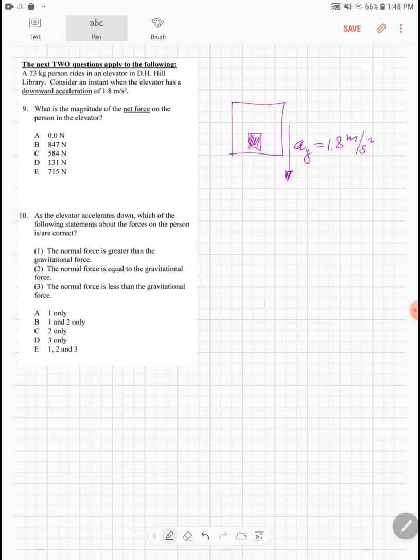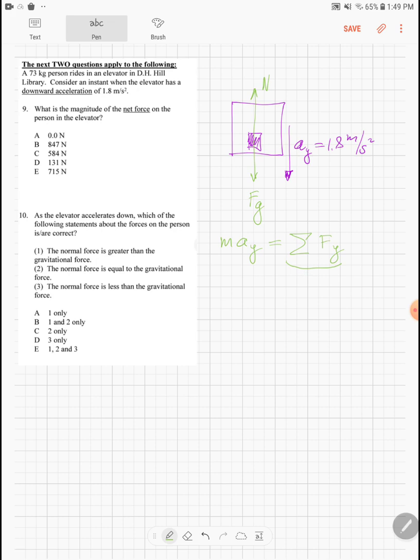Okay, and what we need to find first is the net force on the person in the elevator. For that, we will consider this person as a system. What are the forces which act on this person? Well, there is a force of gravity, of course, and there is a normal force. We do not know the normal force, but we know that the mass of this person times the acceleration in the y direction is given by the net force in the y direction. And what we need to find is the right hand side of this equation.